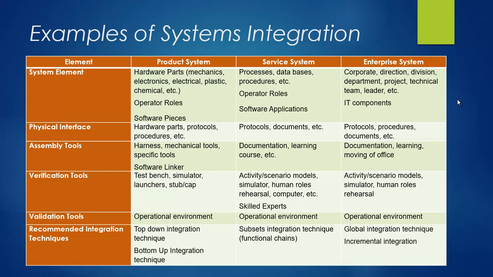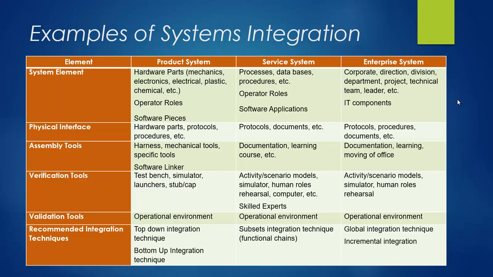For example, when we say product systems such as hardware parts like machines, electronics, electrical parts, or plastic or chemical, then we can use the top-down integration technique or bottom-up integration technique based on that system. If we are talking about a service system, like procedures, processes, databases, then we can use subsets of integration technique to integrate those elements with each other.